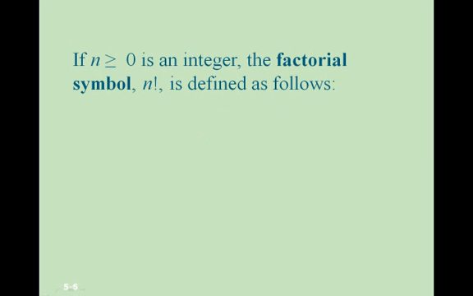If n greater than or equal to 0 is an integer, the factorial symbol, n with an exclamation point, is defined as follows. N factorial is equal to n times n minus 1, and so on going downward, times 3 times 2 times 1. 0 factorial is equal to 1, and 1 factorial is equal to 1. Those are 2 special factorials.